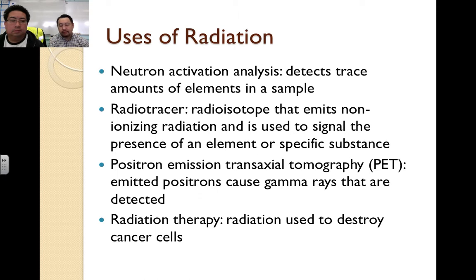And then lastly, we've got radiation therapy. This is used to kill cancer cells. It's also used in conjunction with chemotherapy. Basically, it's because cancer cells metabolize and absorb things faster than normal cells. That means that they will also absorb radiation faster and kill themselves, poisoning themselves that way.